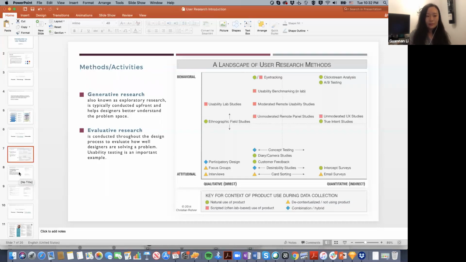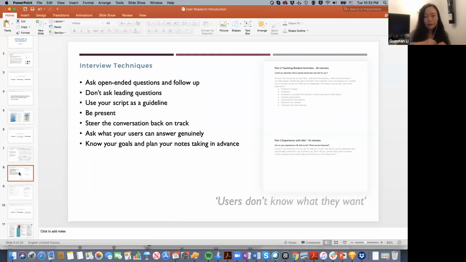So, okay, let's talk a bit about interview techniques. I think most of them are common sense. So there are just a few quite interesting things, or the common mistakes I always see in my students, or even in the researchers I work with. So I think one thing I want to mention, like I wrote on the bottom here, is users really don't know what they want.